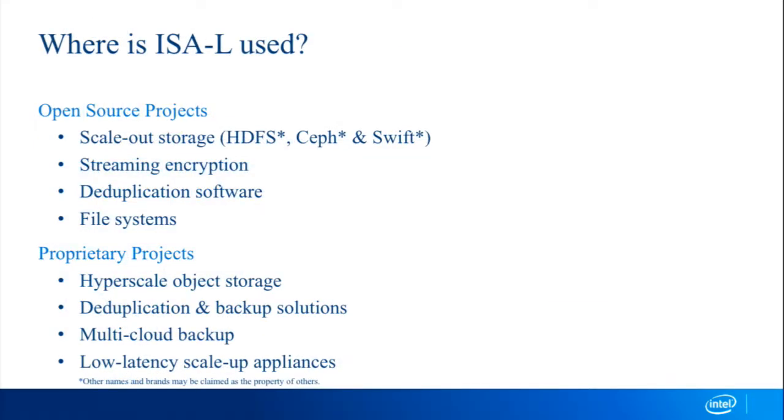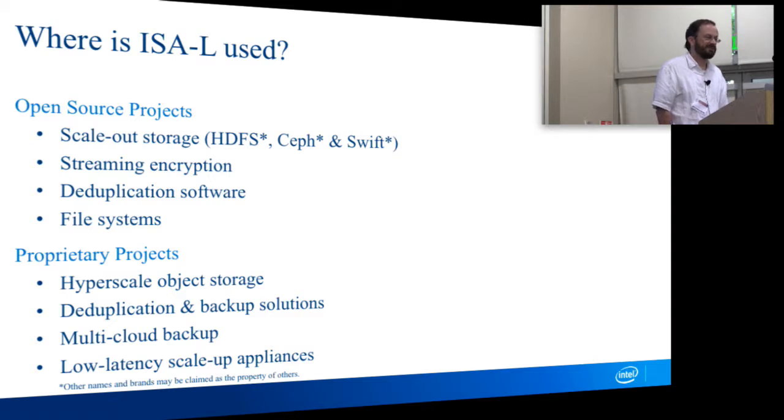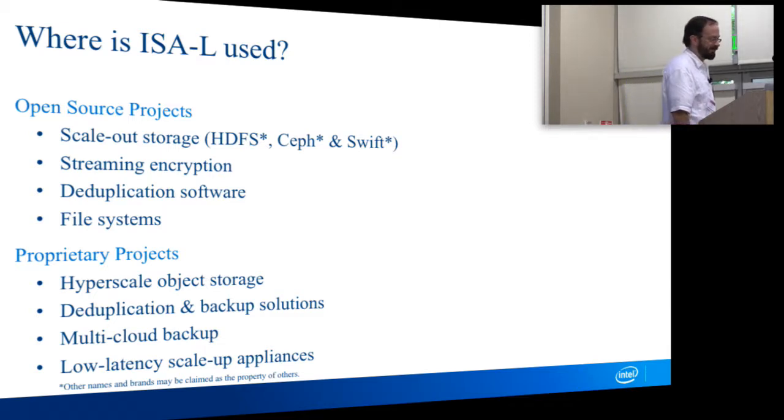So where is it used? There are actually a whole lot of integrations. Since we've gone open source, there are a lot of open source integrations, including HDFS, Ceph, Swift, and many other open source projects. I hear about new ones every week, really. For streaming encryption, Netflix has a paper where they talked about using ISA-L functions. So if you're using Netflix, you're already using ISA-L, I guess. Other dedupe and file systems, distributed file systems, enterprise file systems, and a whole lot of other proprietary projects. And because we're under a flexible BSD license, you can do open source projects or integrate into your proprietary projects.